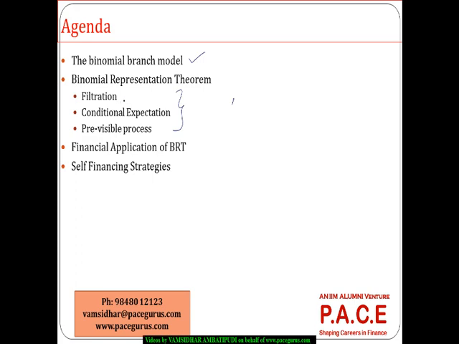We will be defining what we mean by filtration. We'll talk about what we mean by the conditional expectations operator, and we would also be talking about the predictable process. And once we define the binomial representation theorem, we'll see how this theorem would be applicable for financial applications, especially the stock price movement.